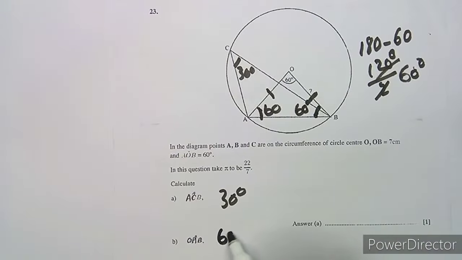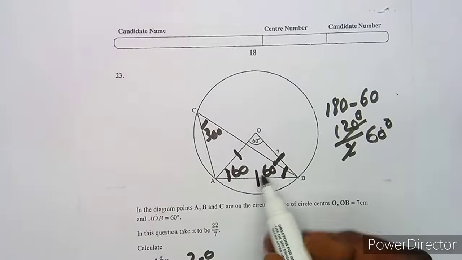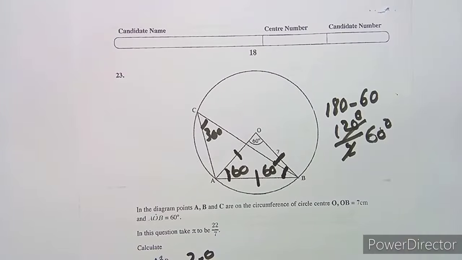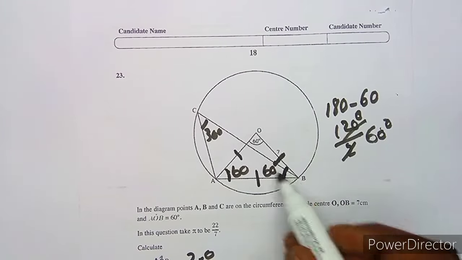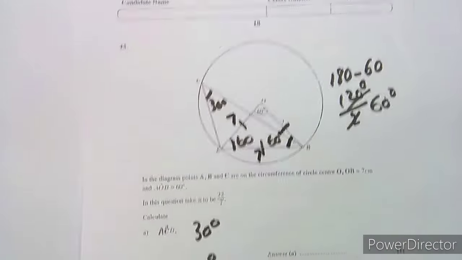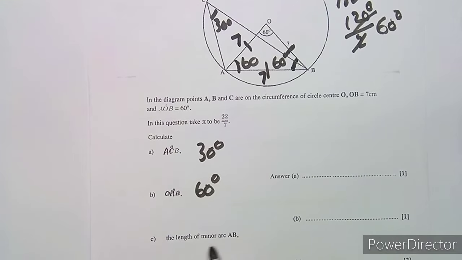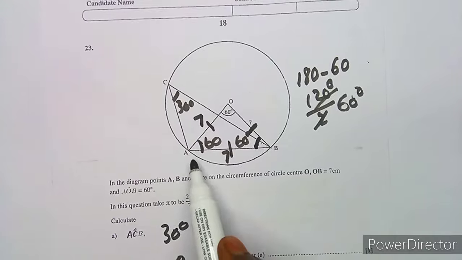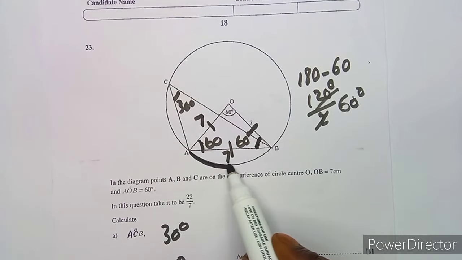So as you can see, this is now an equilateral triangle, because this is already 60, 60, so which means this is 7, this is 7, everything is now equal, just like that. Anyways, calculate the length of the minor arc, which is AB. So the length of the minor arc, this is the length of arc AB, this one.